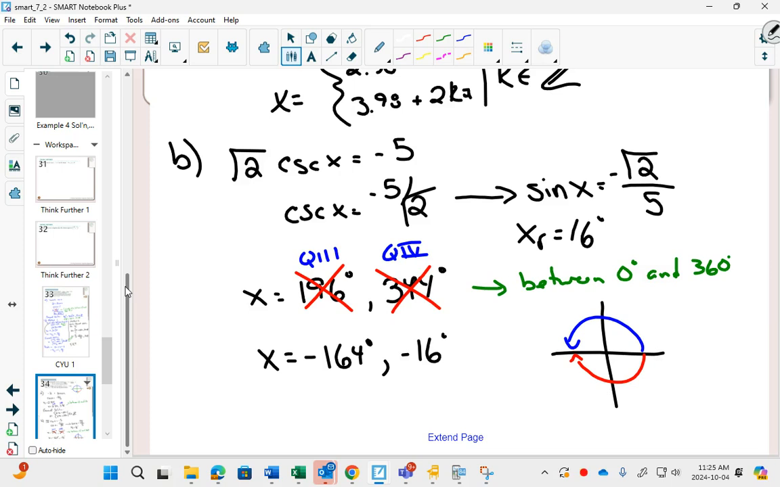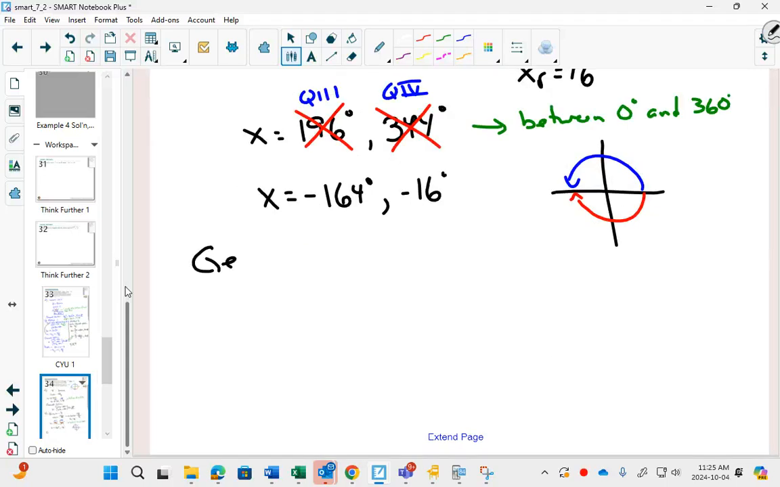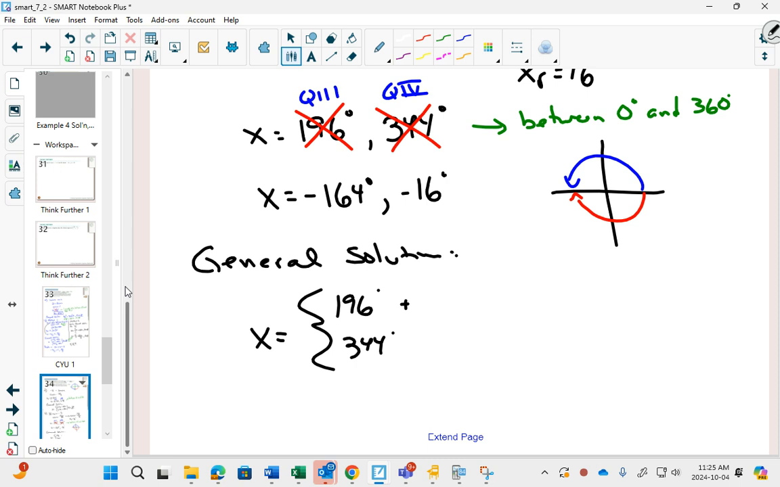Does it ask for the general solution? It does. Now again, your textbook might use the new negative ones. My personal preference is to go back and use the positive ones. And since this is in degrees, we have to use the 360 degrees times K.